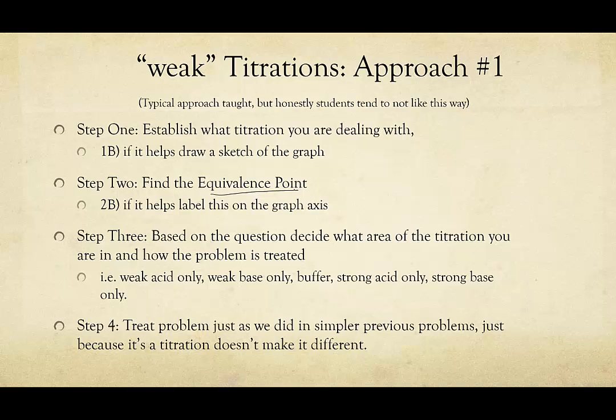Now, once we've done that, if we are looking for the pH at a point that is before the equivalence point, we'll have a buffer. If we're looking at it at the equivalence point, it will either be a weak acid or a weak base, depending on what the titration was. Or if we're looking at it after the equivalence point, we'll actually treat it like a strong acid or a strong base. This will make more sense when we actually go through the problem. Once we have that decided, we'll treat each problem just as we did in previous simpler problems through the last 2 chapters.